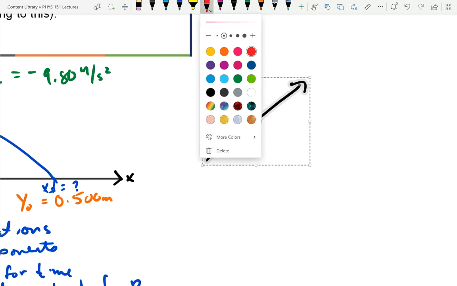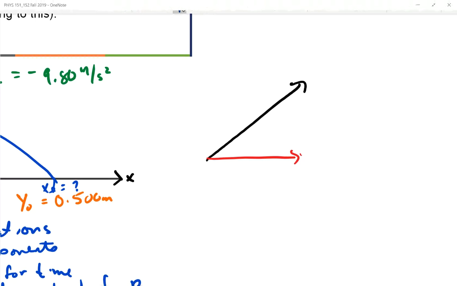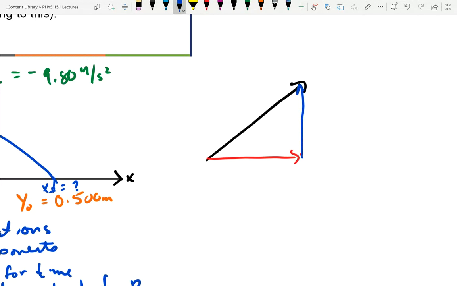I'm trying to change the color. It doesn't like me to try to change the color, so forget it. We won't change the color then. We'll just put red for that. Okay. There's my x component. There's my y component. So the hypotenuse is 46.3 meters per second.